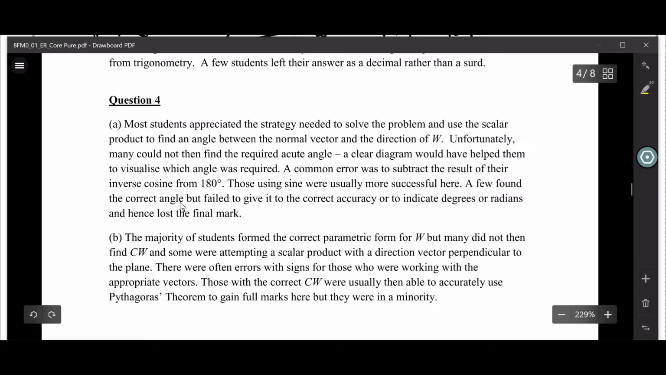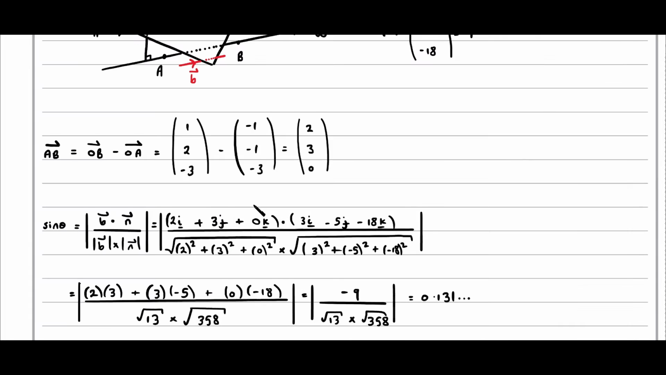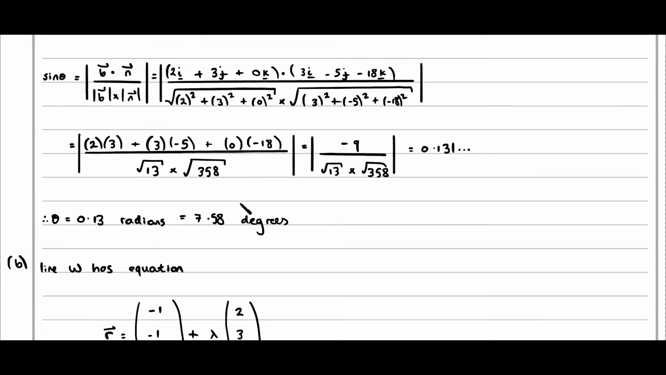A few found the correct angle but failed to give it to the correct accuracy or to indicate degrees or radians, and hence lost the final mark. That's actually quite surprising. You'd also have to give the units of the angle, which I've done over here.